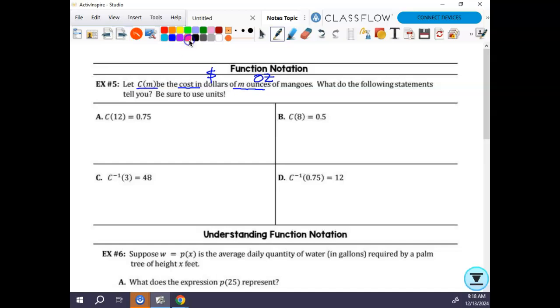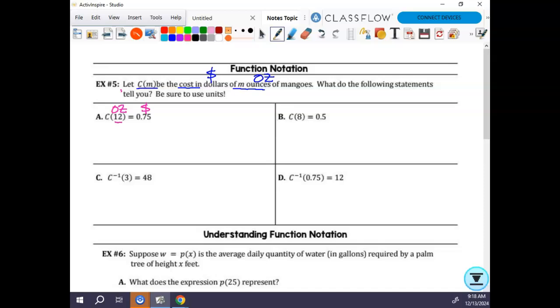So when we look at this first one here, what are our inputs and outputs? If I have C of 12, what does that 12 represent? Ounces of mangoes. So I'm just going to put ounces up here. So I input ounces. My output is cost in dollars, right? So input, and because it literally tells me that, I can look back up here. A lot of what you are going to be given on this test, it will tell you things exactly like this. So there should be no question about what your input is, what your output is.